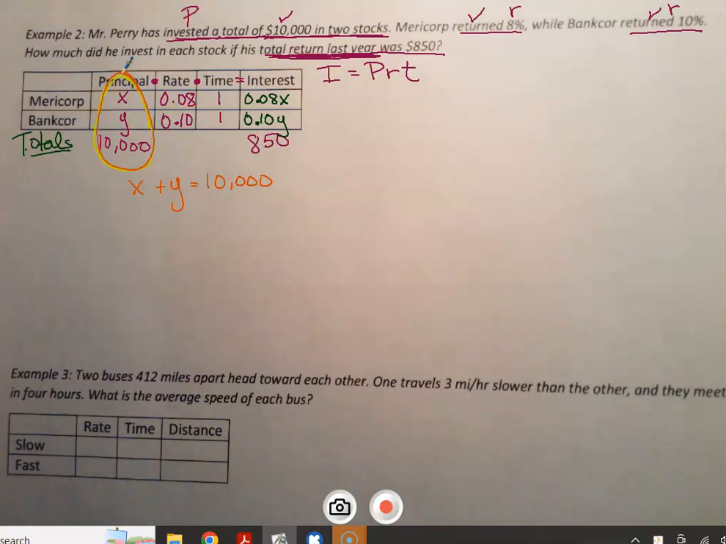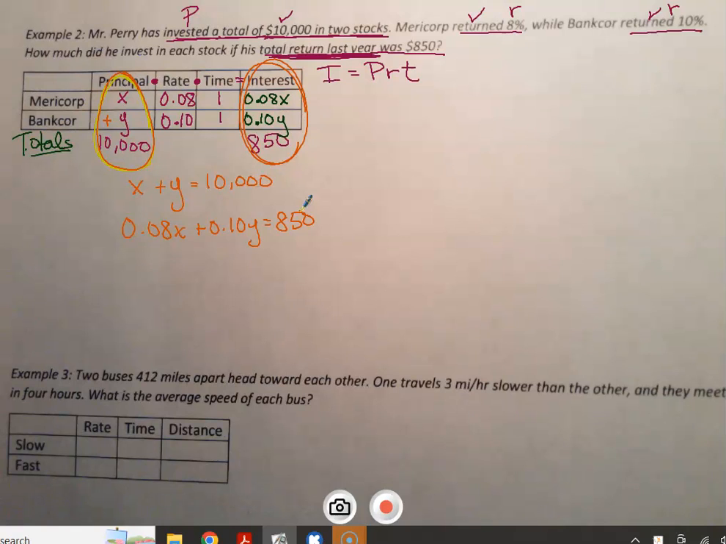So I wrote that 10,000 down there to help me remember, but it's an addition problem. That gives me one of my equations to a system. So where do you think my other equation might come from? Absolutely, it's going to come from this interest column. So if we are combined interest, 0.08x plus 0.10y equals 850. There are my 2 equations in the system.